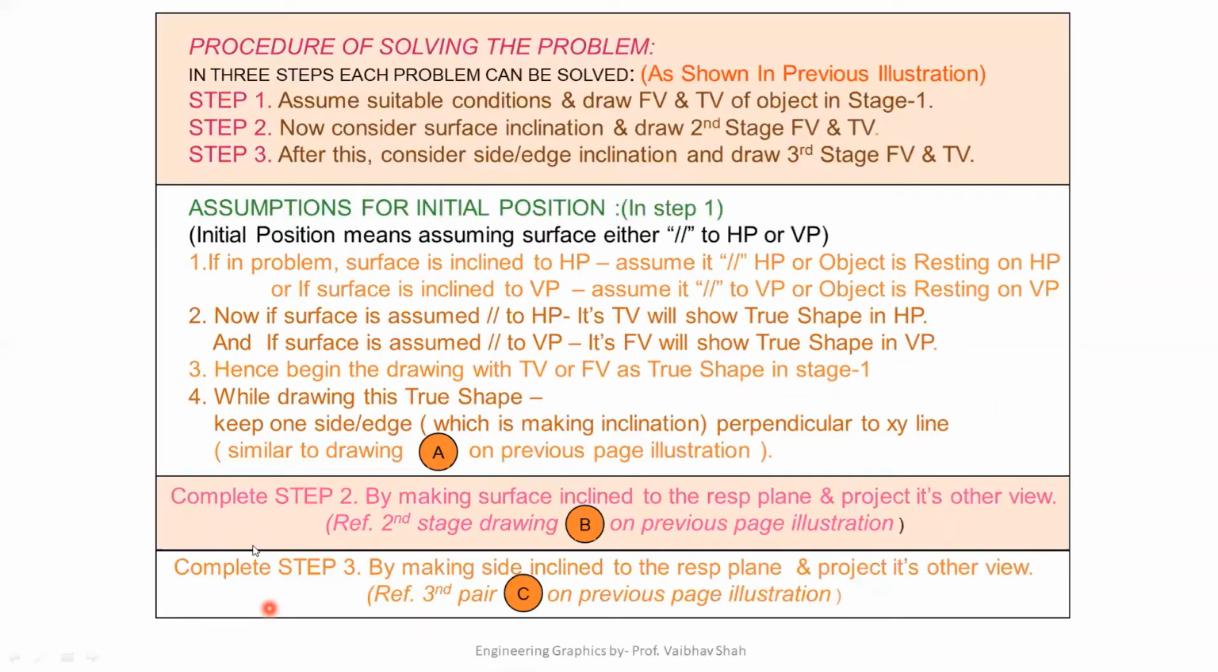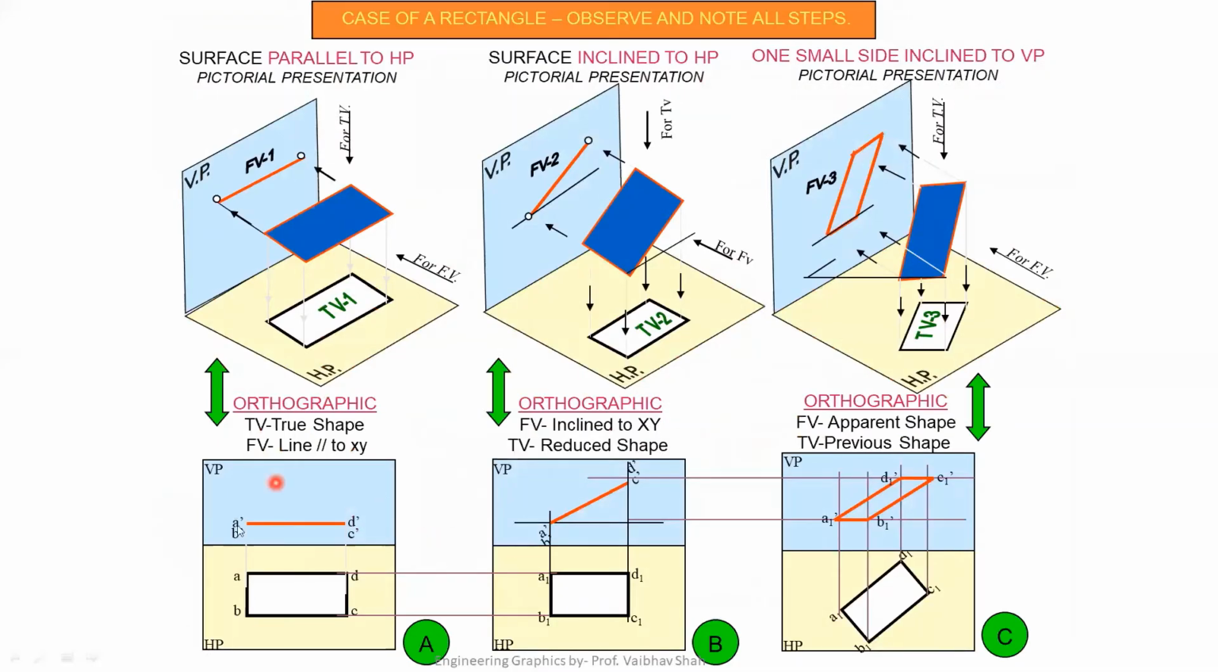So now let us complete step 2 by making the surface inclined to your respective planes and project its other view. So let us refer to the stage number 2 drawing. This is nothing but your straight line which is defining the total complete surface of a rectangle. We have to make this line incline at a certain angle theta, in this case inclined with HP. After drawing this line, we'll be drawing a vertical line from each and every point and a horizontal line from each and every point from your top view in the first stage to obtain the top view in the second stage.